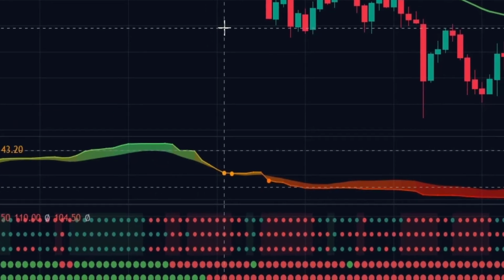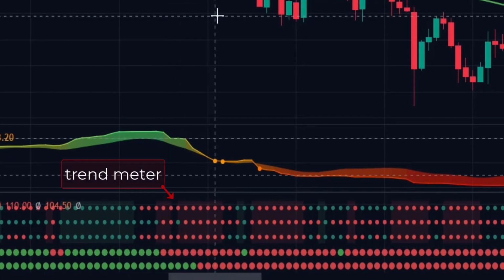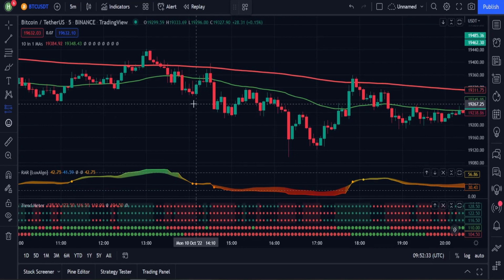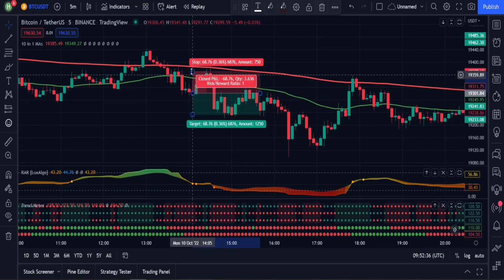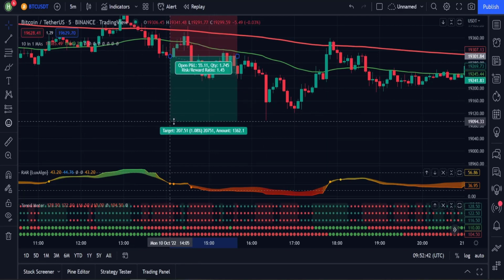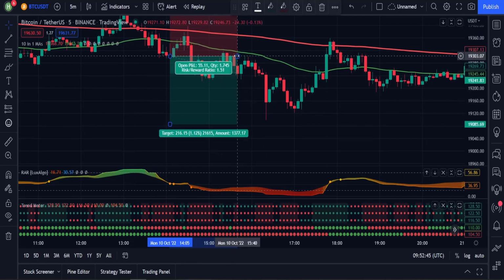And for a final confirmation, the trend meter must print 5 red circles. So we'll enter this sell trade here, and the stop loss will be set at the recent swing high. We'll set our take profit target at 1.5 times the risk, and this trade would have ended in a profit.